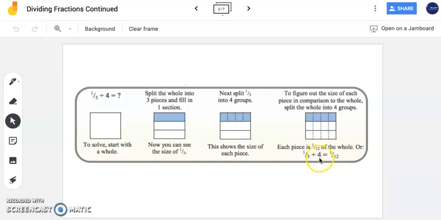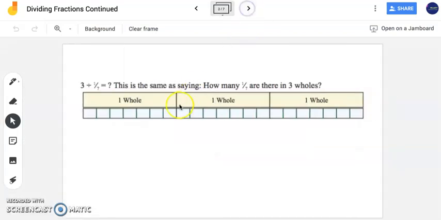1/3 divided by 4 equals 1/12. Your goal is to figure out the value of this individual piece, which will tell you the answer to this problem, which is 1/12. In this problem, it's a little bit different.